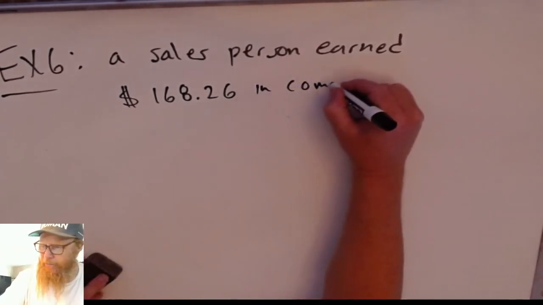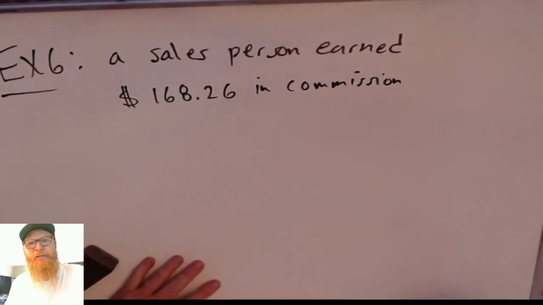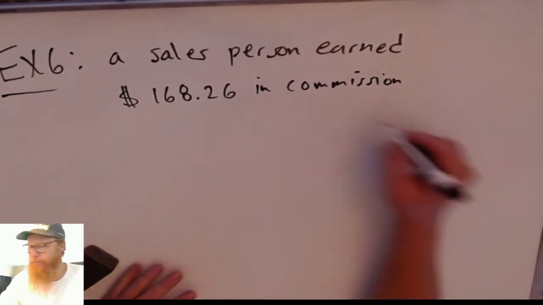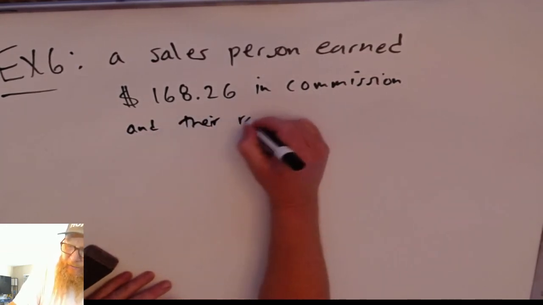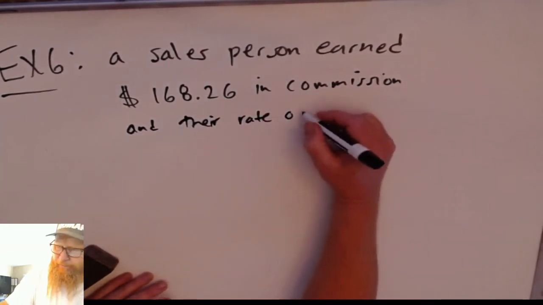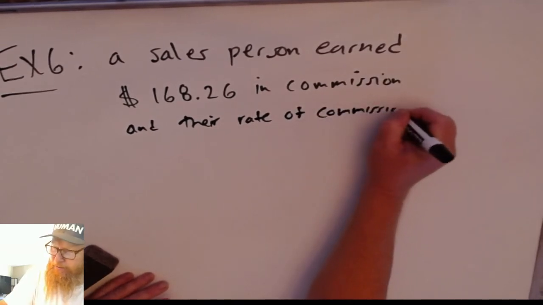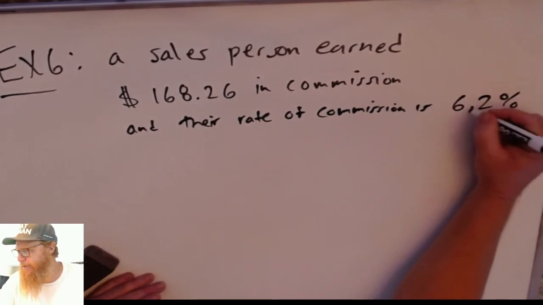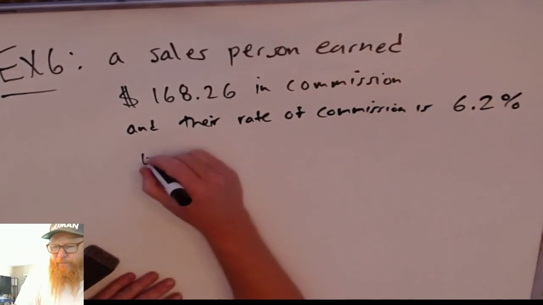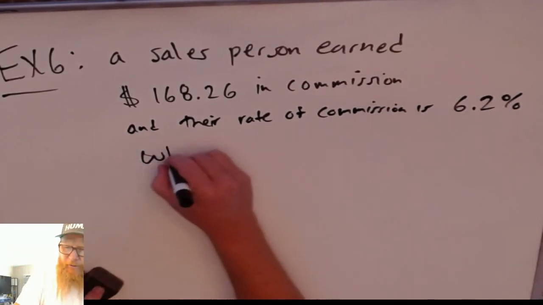So if a salesperson earned $168.26 in commission, and their rate of commission is 6.2%, what was their total sales?